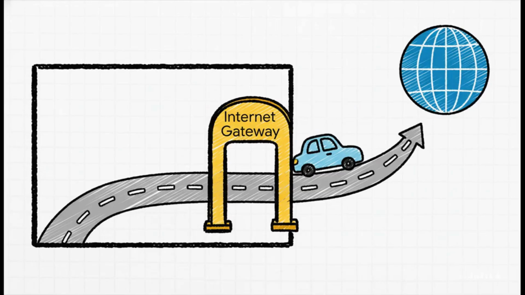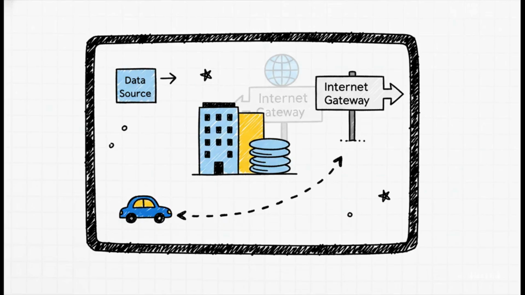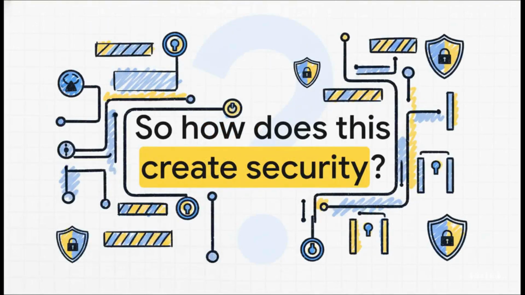So, to get out to the internet, the map points to an exit called the NAT Gateway. But to get to another spot inside your own cloud, the map keeps you on the local roads. Okay, but how does this help with security? This is where it gets really cool.